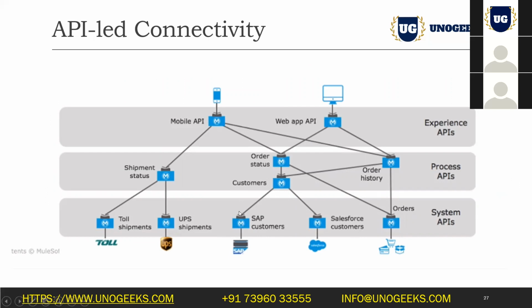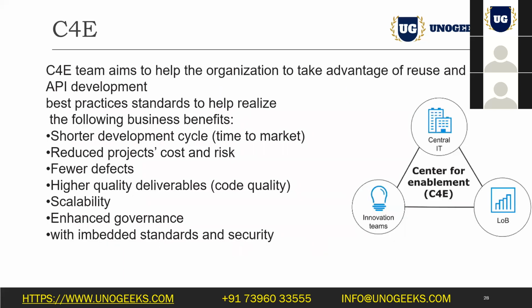So he will not know about the APIs which are already there, and he will take his effort and create this again. To help overcome that, we have a team called C4E. So every organization will have a team C4E, which is called Center for Enablement. So what does this team do? This team aims to help the organization take advantage of reuse and API development.